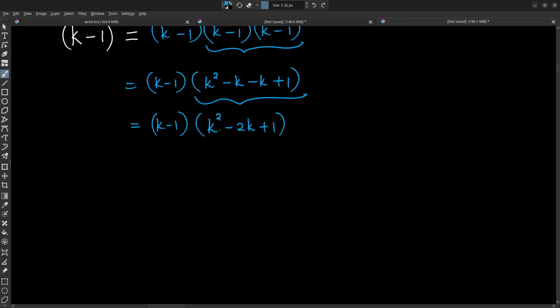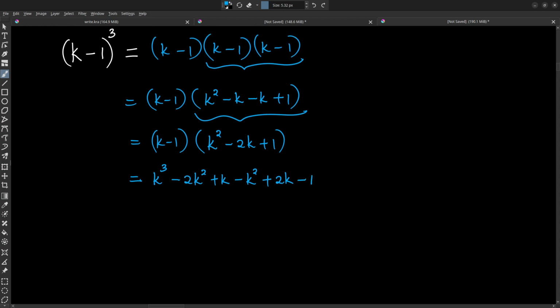Now, let's expand this further. So, k times k squared, that becomes k to the power of 3. K times negative 2k becomes negative 2k squared. K times positive 1 becomes positive k. Then, negative 1 times k squared becomes negative k squared. Negative 1 times negative 2k becomes positive 2k. Negative 1 times positive 1 becomes negative 1.